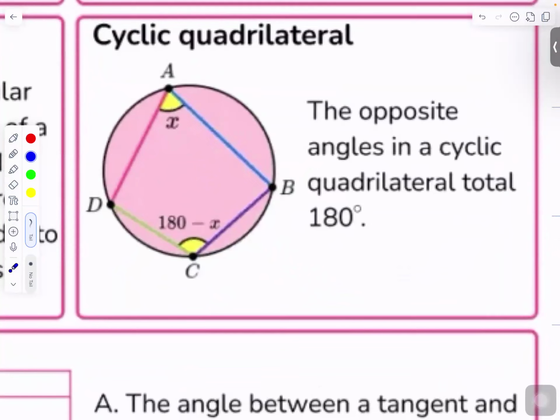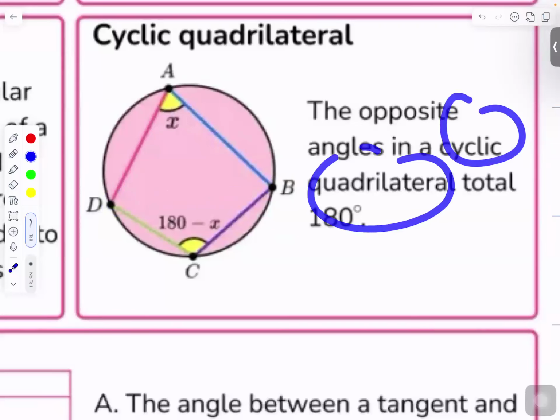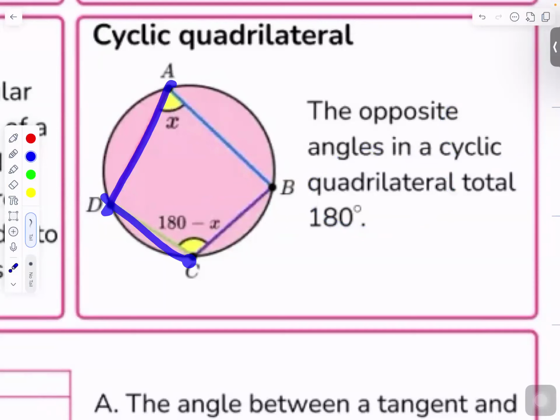This comes for calculation. Look at the circumference. These two opposite angles add up to 180 degrees, and the other two opposite angles also add up to 180 degrees. And they call it cyclic quadrilateral. Quadrilateral means 4 sides, 1, 2, 3, 4, and it's inside a circle.